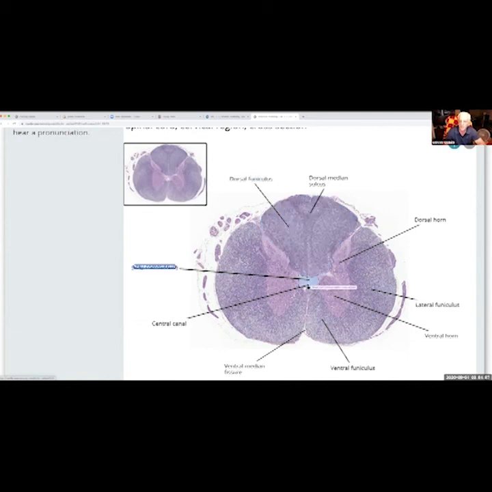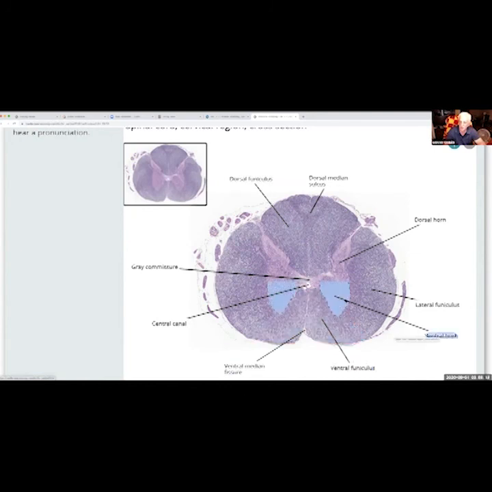The central canal is where your axons run through. That's where all the information is transmitted. You have a ventral median fissure. Again, ventral is the front surface, median is midline, fissure is a groove. Fissure and sulcus are both grooves. And you have a ventral funiculus, which is a section of cell bodies.